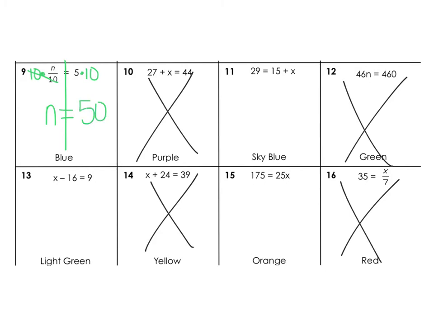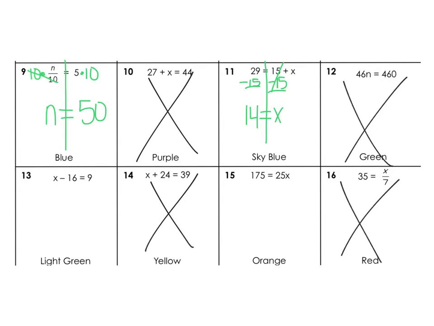Number 11, I have 29 equals 15 plus x. I am going to subtract 15 from both sides. 15 minus 15 would just cancel out, leave me with just that x on that side. And I would know then that x equals 14.